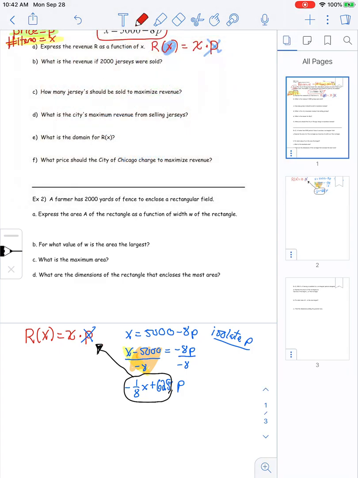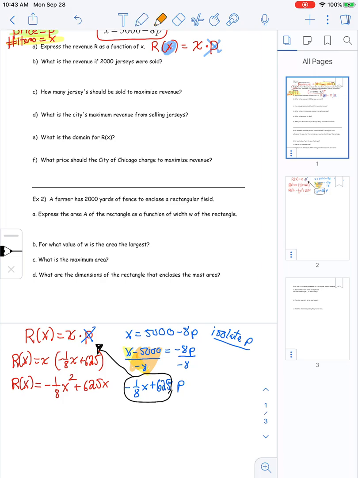So my new revenue equation says X times, in place of P, I'm going to put -1/8 x plus 625. Okay, and then we're going to simplify a little bit by distributing that X. That's -1/8 x squared plus 625x.